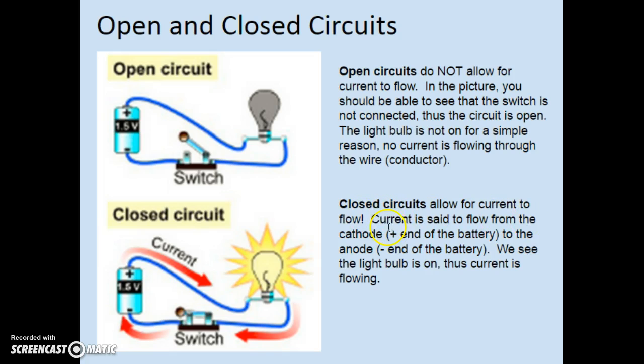Current is said to flow from the cathode, the positive end of the battery, the 1.5 volt battery we'll be using in class, to the anode, the negative end. So current is said to flow this direction. We see the light bulb is on, thus current is flowing.